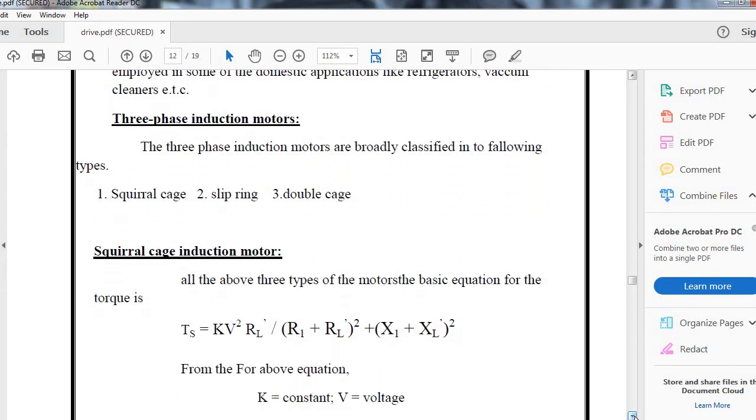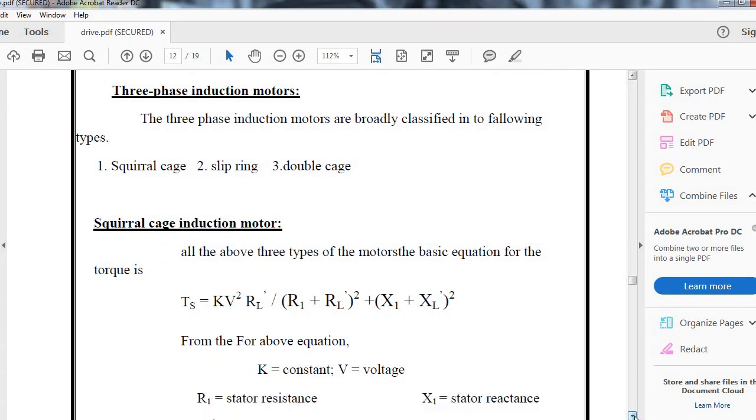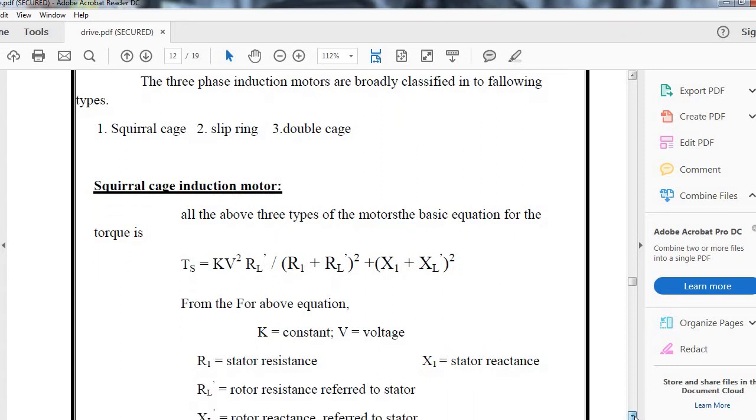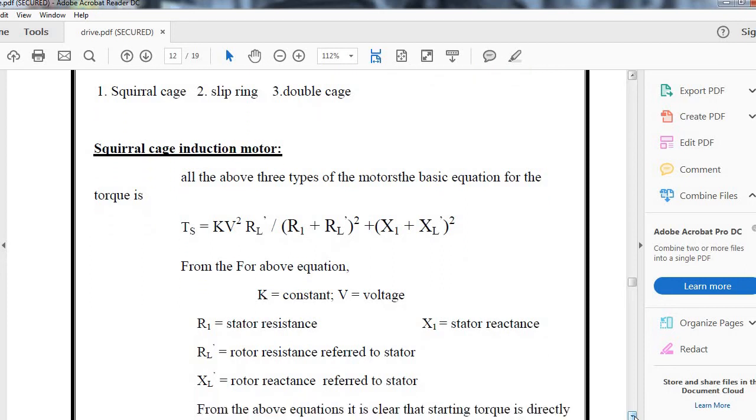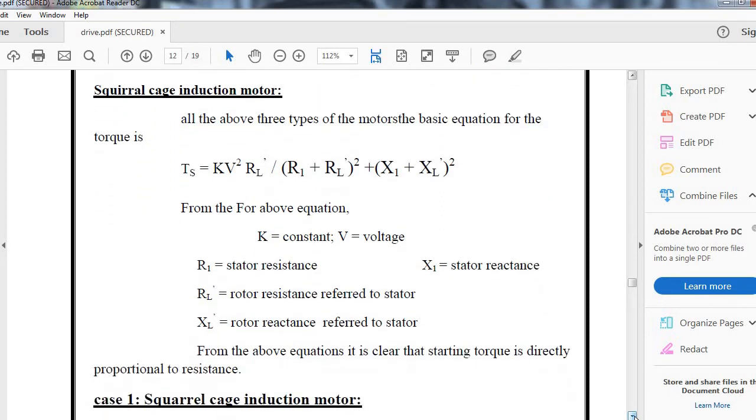From the above equation we know that K is constant and V is the applied voltage, R1 is the stator input resistance, X1 is the stator reactance, and RL and XL are the rotor resistance or output or load resistance referred to the stator side. From the above equation it is clear that starting torque is directly proportional to the resistance.